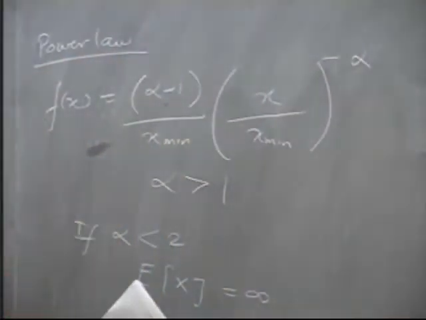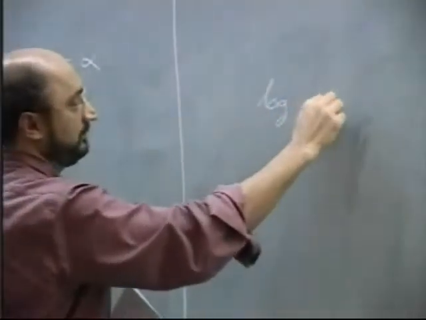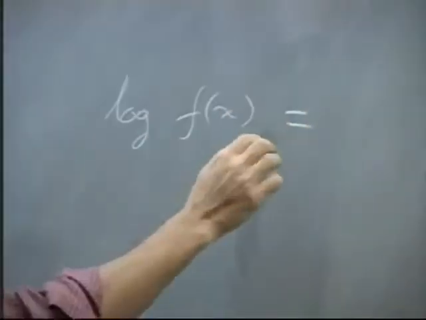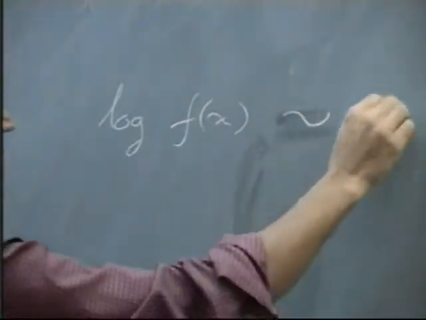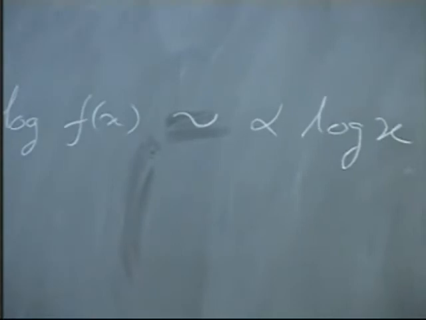Essentially what we can do is something like this. We can think of log of f(x) as being approximately alpha times log of x. Okay, so what does this mean?